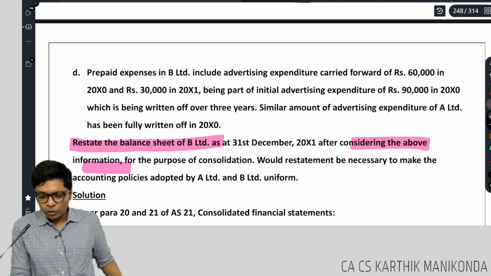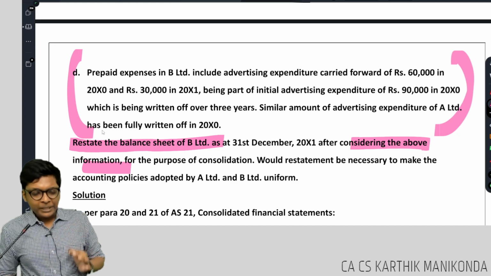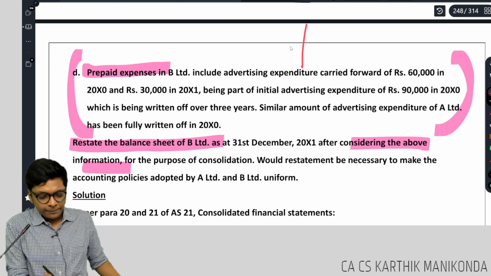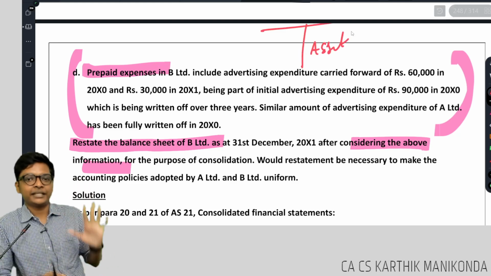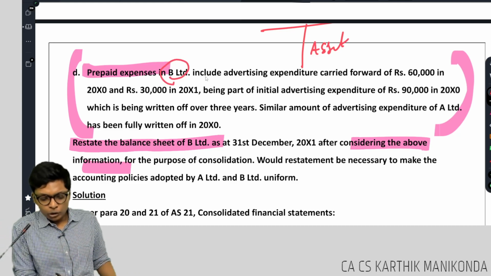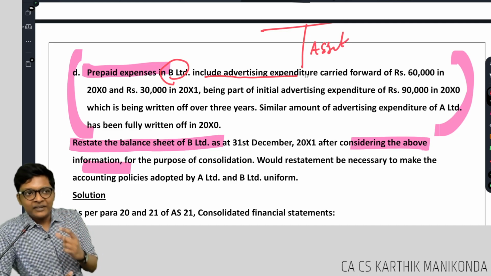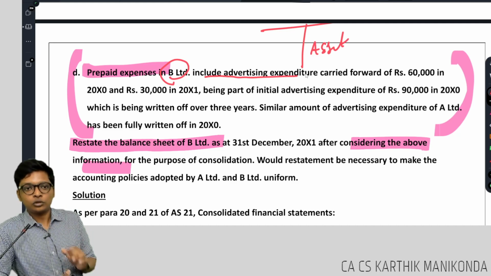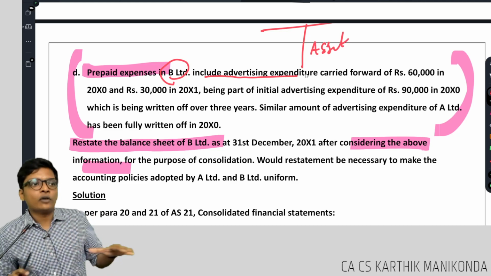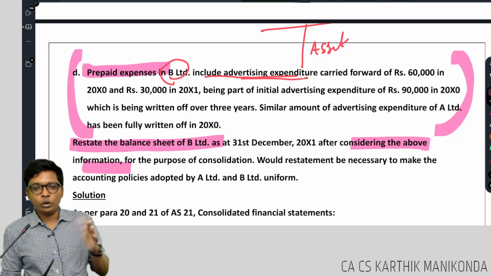Let's understand what is in D in a way that you tell me the answer. Prepaid expense will generally be where, guys? Balance sheet, asset side. Okay, perfect. Prepaid expenses in B Limited include advertising expense. We studied this in AS 26. Advertising expense. Can it be an asset? No. Intangible items should be written off. Yes or no, guys? First of all, can I capitalize advertisement expense? No, it should be written off.